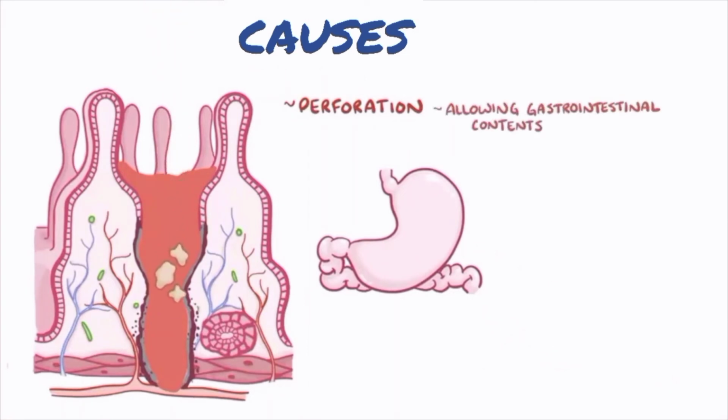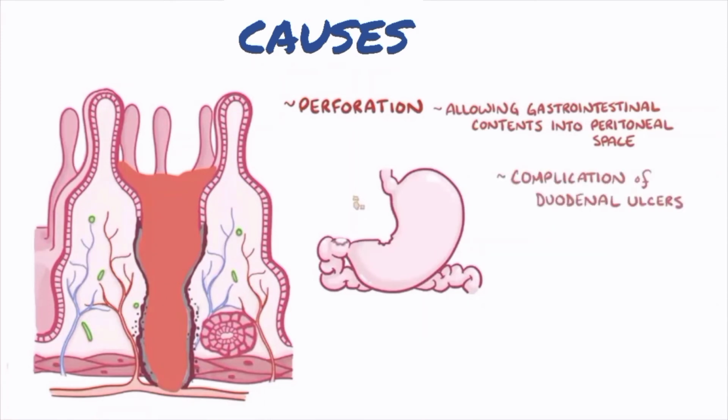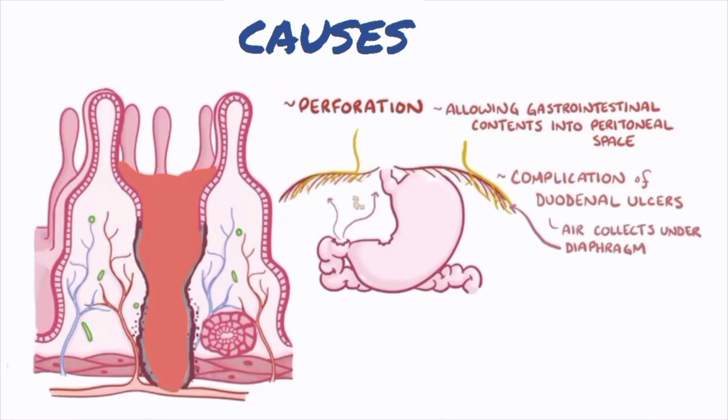Another complication is perforation, when ulcer erodes all the way through the wall of the stomach or duodenum, allowing gastrointestinal contents like undigested food and gastric secretion to get into the peritoneal space, which is usually sterile. Perforation is a well-known complication of duodenal ulcers on the anterior wall of the duodenum. When they perforate, air starts to collect under the diaphragm, irritating the phrenic nerve and sending referred pain up to the shoulder.